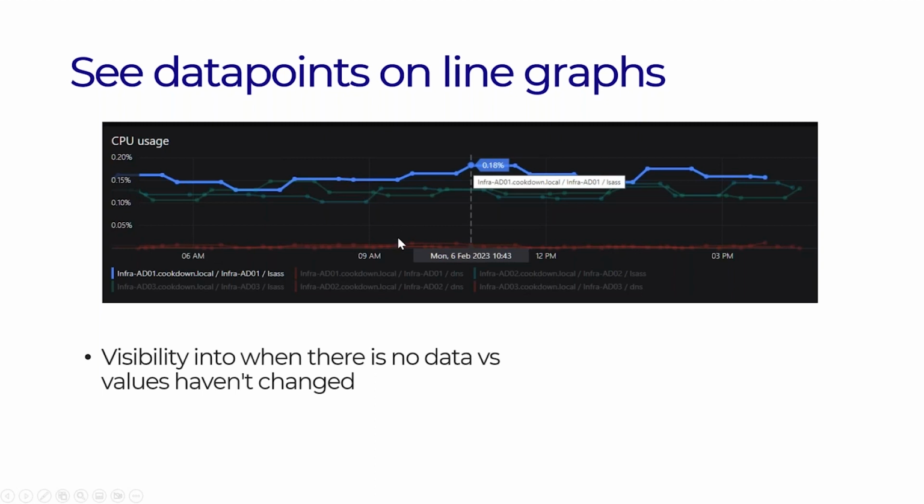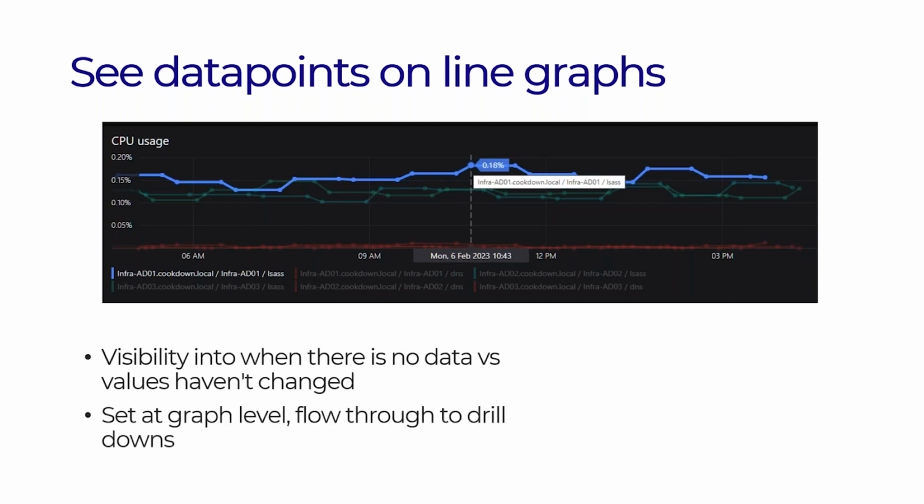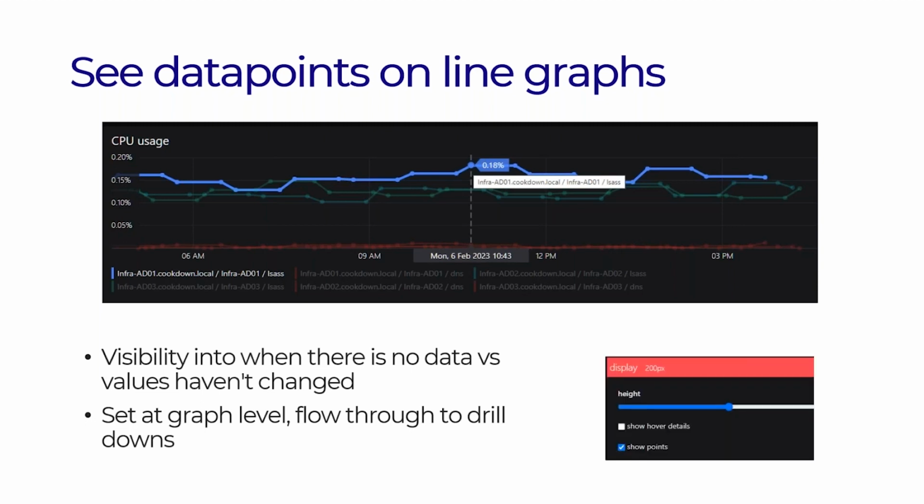Being able to see them is really quite useful for understanding that it's not a case of we haven't got data, the data is showing a flat line. Which is why it's important. This is set at the level of the graph, and when you drill down into the graph, it flows through to the drill down as well. And it's a really simple checkbox, show points, to turn on or off.